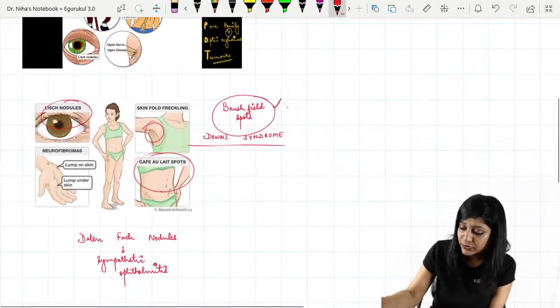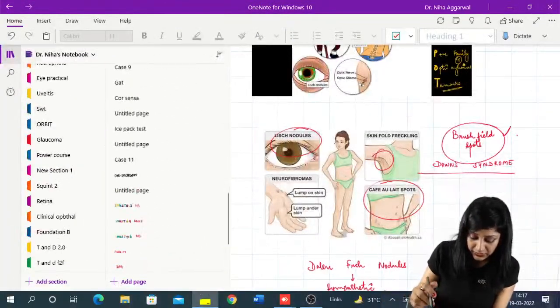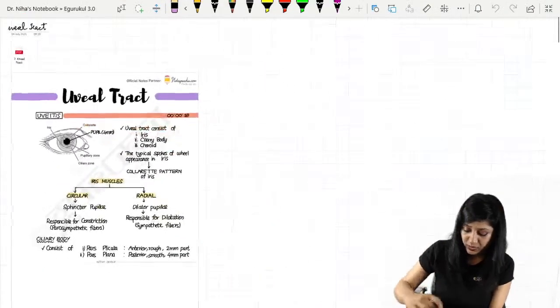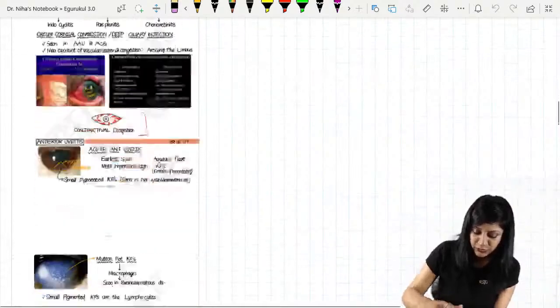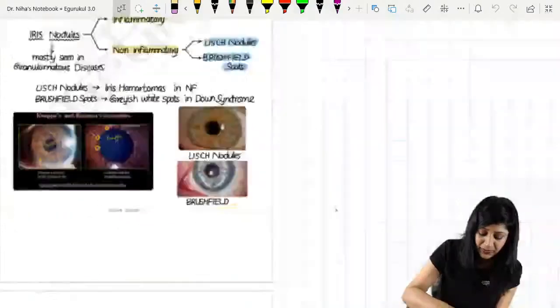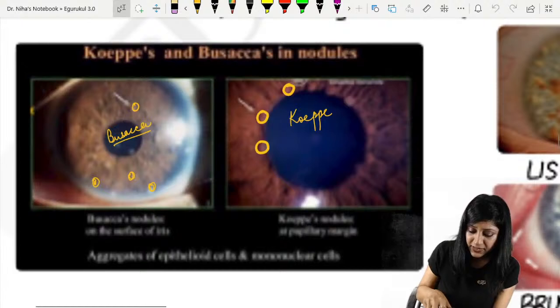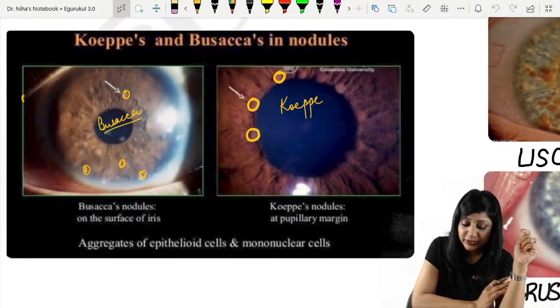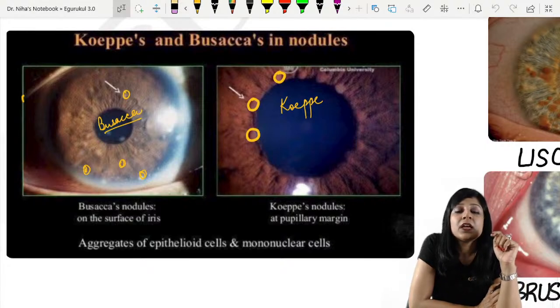Now how to differentiate these? Let me show you that also. The different kinds of nodules, so we can see them at a time and you can differentiate them easily. See, these are the two kinds of nodules. These are your iris nodules which are found over the iris, which is found in granulomatous uveitis.